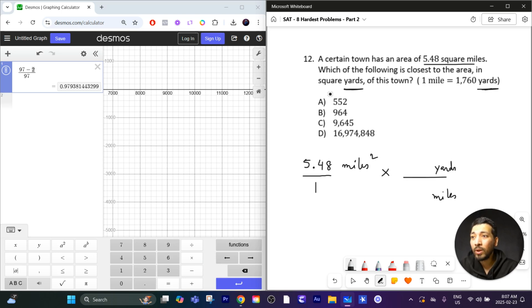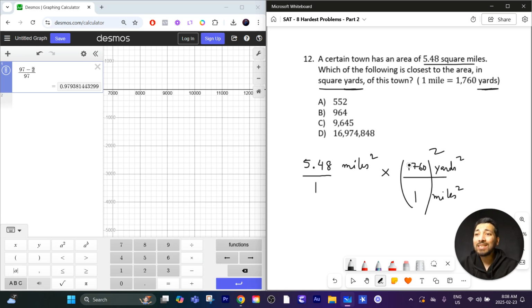But wait a minute. Okay, so we need square years, not years. That means I need to square these years. Now, whenever you square this, you don't just square the units, rather you have to square the numbers as well. So we put squares on this part of the fraction.